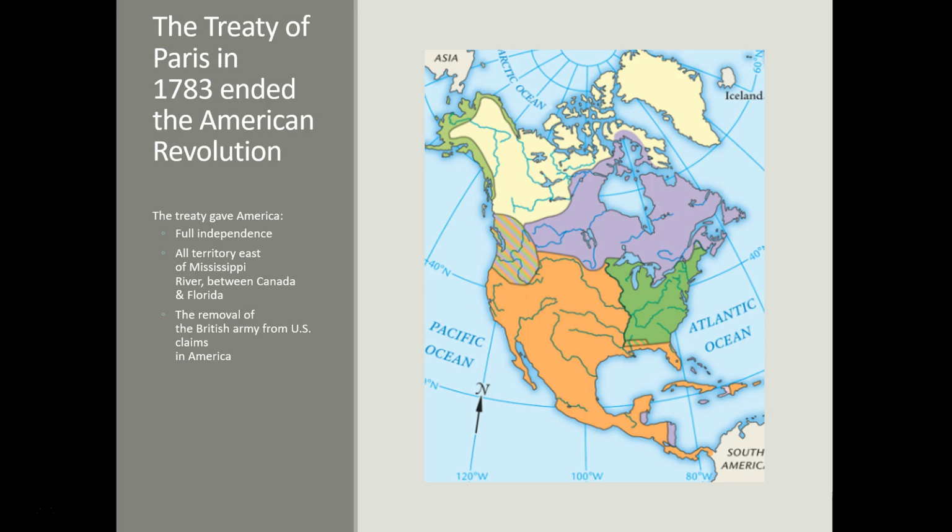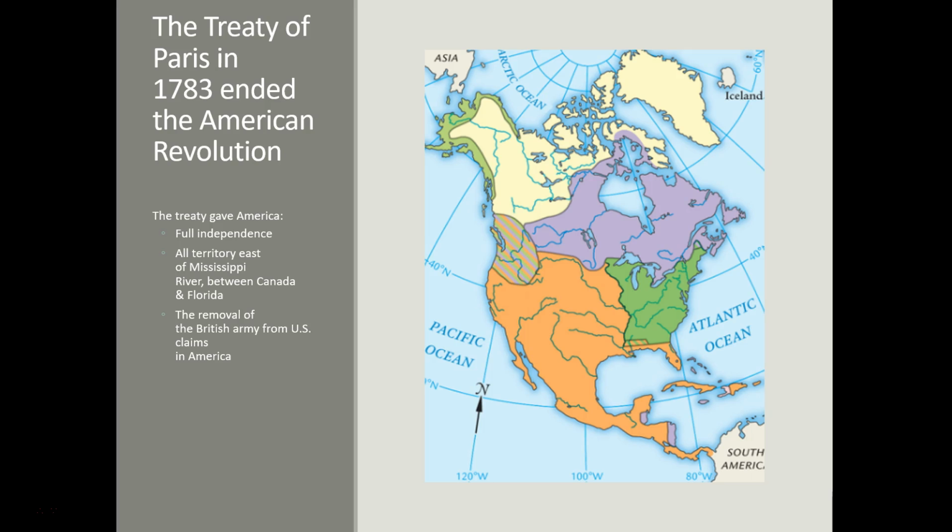The Treaty of Paris in 1783 ends the American Revolution. And the reason it's in Paris is because France at that point in time is the diplomatic capital of the world. So Paris being its capital is where most treaties are negotiated.